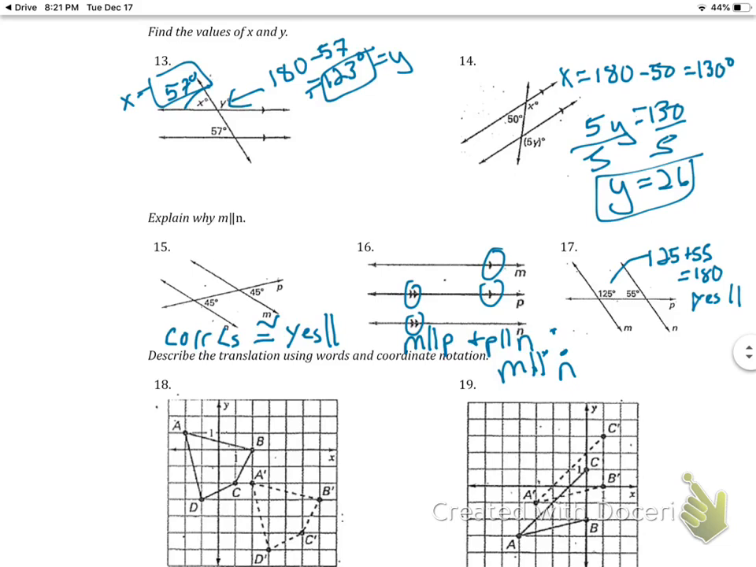The next one says describe the translations using words and coordinate notation. So I'm going to look at any point that goes to the same one that's the image, to the prime. I'm going to go B to B prime. Well, we see I went right. How many?